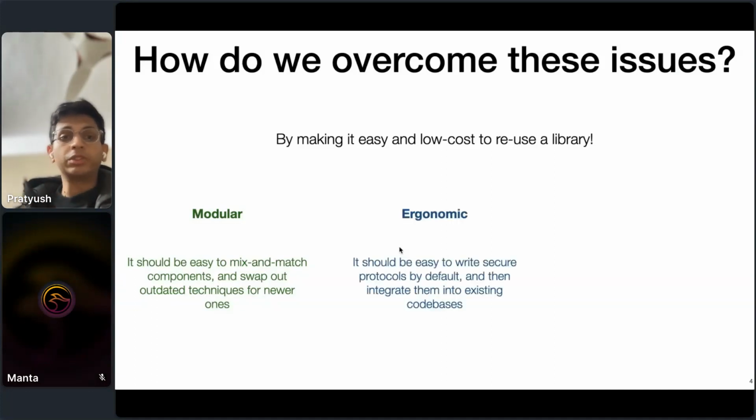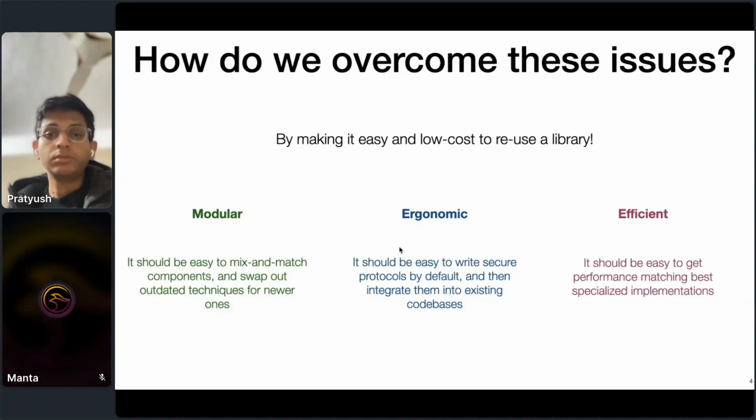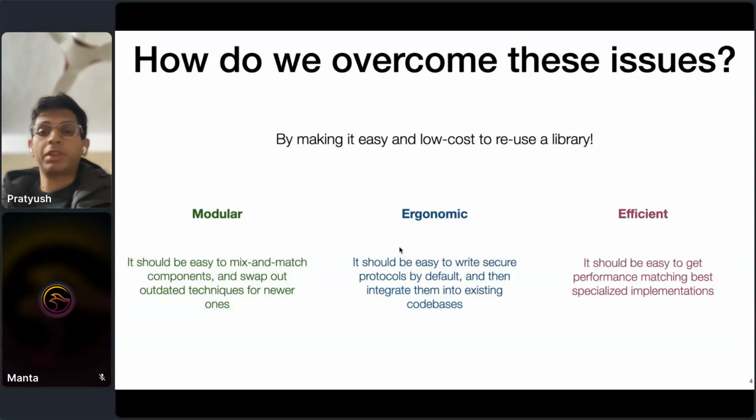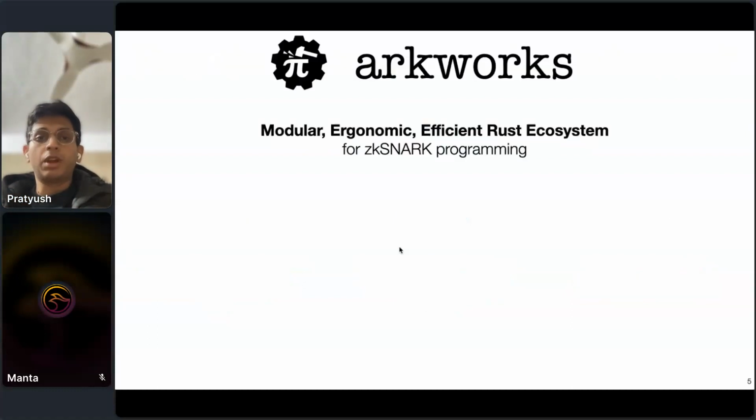It should be ergonomic to use the library, right? It should not be a real pain to write a secure application by default, right? And finally, it should be easy to get high performance, right? Even if you have good ergonomics, you should not be sacrificing efficiency, because at the end of the day, that's what can make or break your application. All right, and that's basically what we try to do in Arkworks.